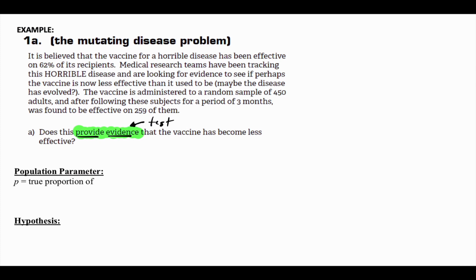Okay? So we're going to use our sample. Before we get started, let's note what's our sample size on this one? 450, good. Now, is this a proportions or is it a means question? Proportions, right? This is out of 450, right? So we're going to say p hat equals 259 out of 450. It was effective on 259 of the 450 people. Okay? So in other words, let's crunch some numbers.